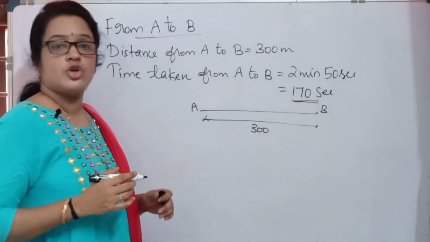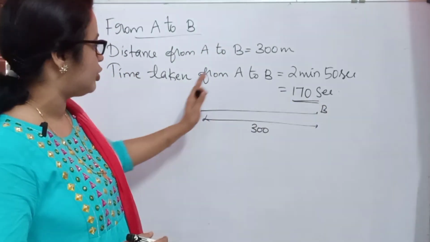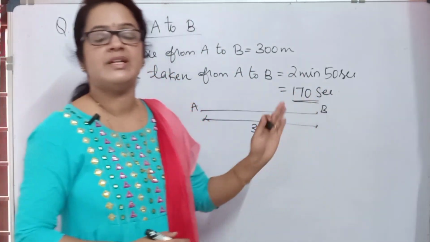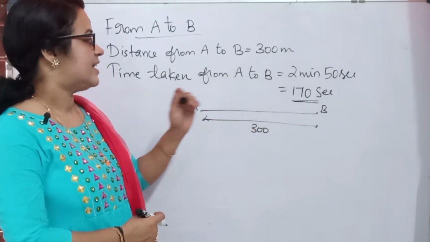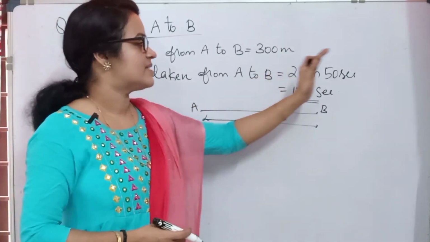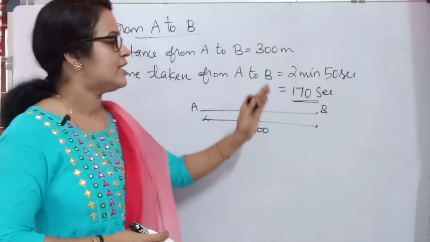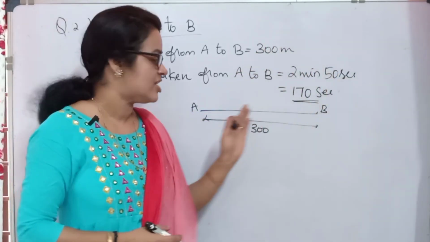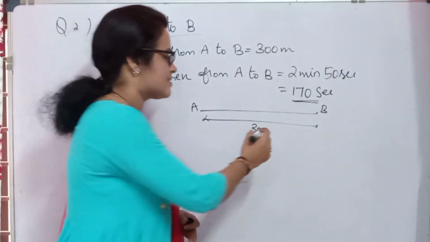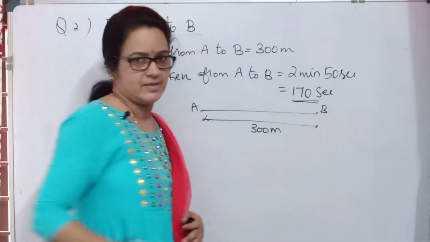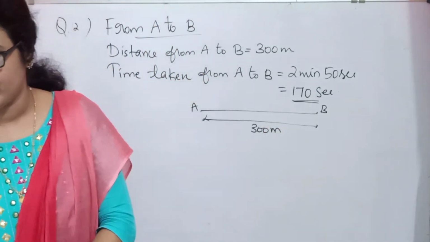So here Joseph is jogging from A to B, that is 300 meters long, within a time interval of 2 minutes and 50 seconds. So he is taking 2 minutes 50 seconds to reach from A to B. That means to cover 300 meters. Okay, after that what is given?